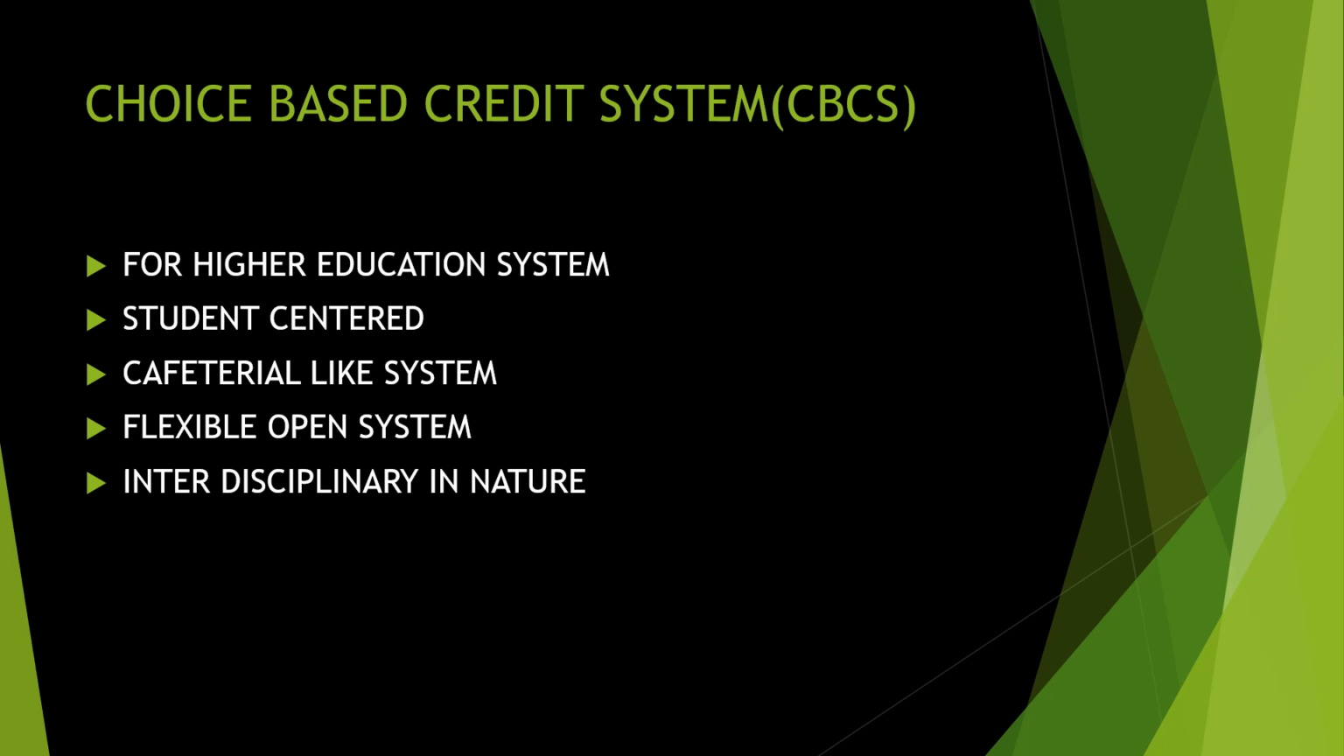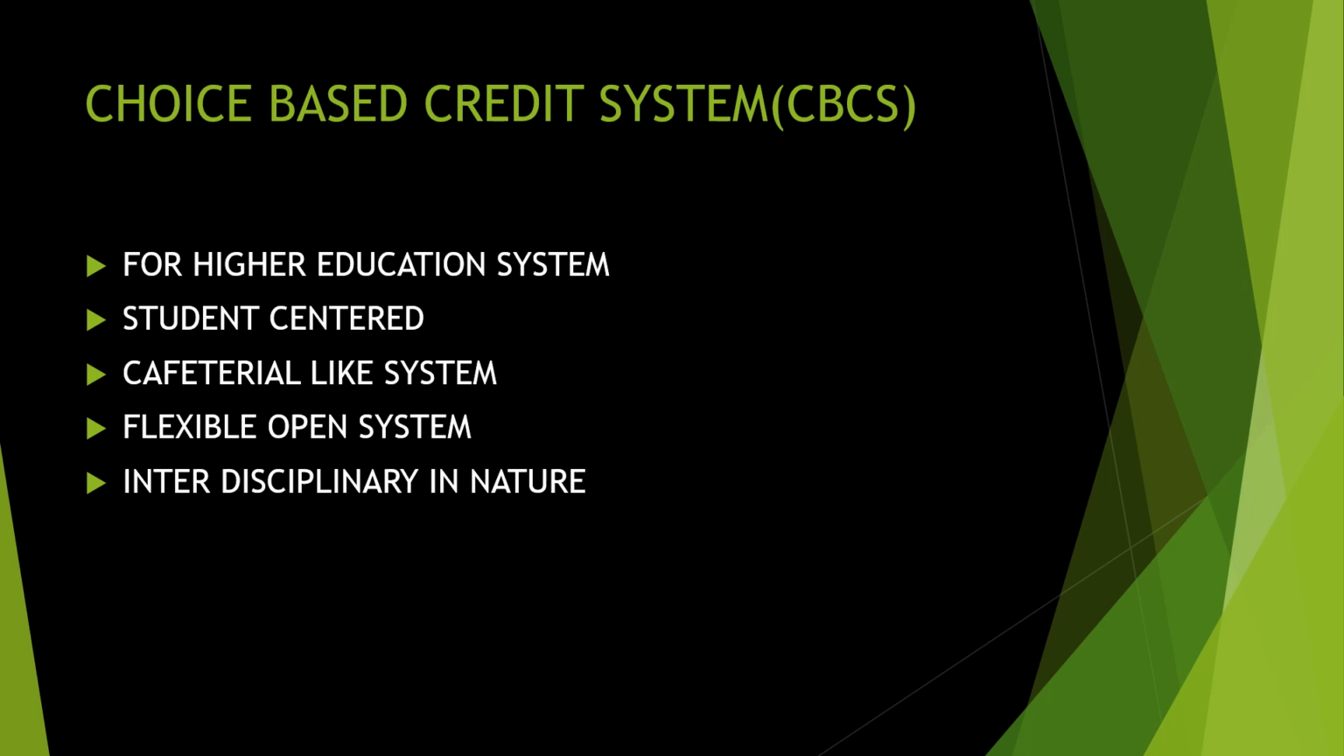Student centered means this system is made for the betterment of the students. That is why this choice based credit system has been brought out. And it is a cafeteria like system. What is a cafeteria? We are able to take what we like. So in a cafeteria like system, the students get an opportunity to take their own choices.